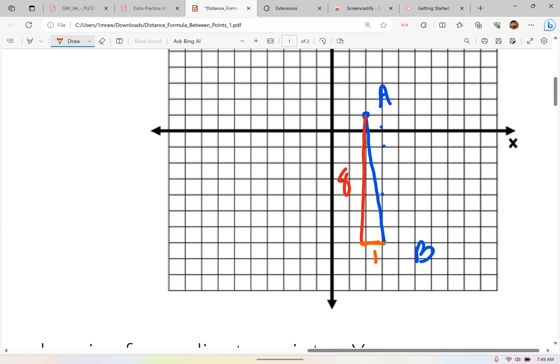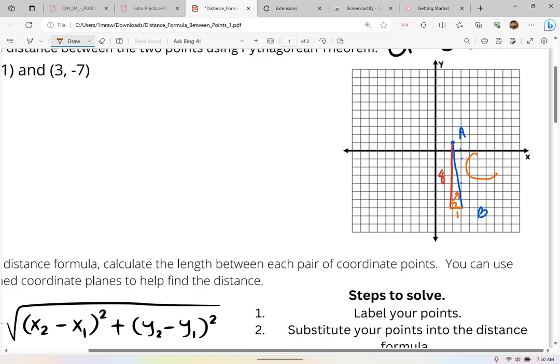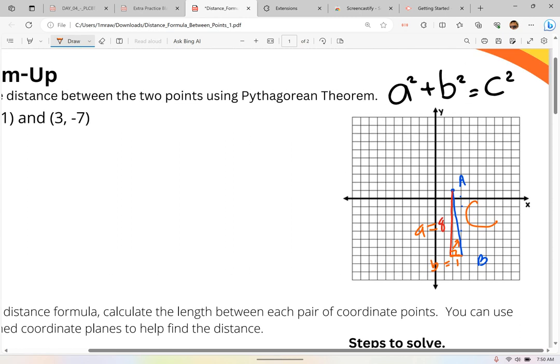And this is going to be C, our hypotenuse, because that's our 90-degree angle, and that's what we're going to be looking for. So we can call this one A, we can call this one B, and we can now set up our Pythagorean theorem. So 8 squared plus 1 squared equals C squared. This is what we did yesterday, so it should be fairly easy. 8 squared is 64. 1 squared is 1. This is equal to C squared. So we have 65 equals C squared.